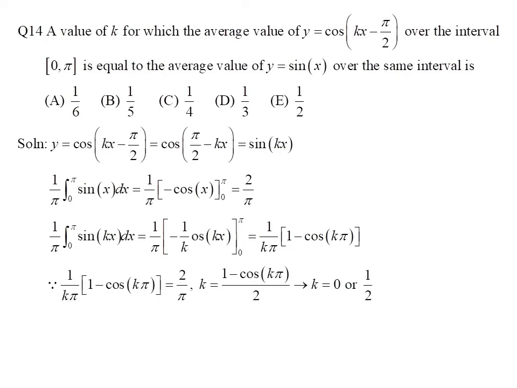Since the above two average values are equal, (1 minus cosine of k pi) all over k pi equals 2 over pi. Simplifying the equation gives k equals (1 minus cosine of k pi) all over 2. Obviously, k equals 0 or half satisfies the equation. However, according to the choices provided in question 14, k equals 1 over 2. So the answer is E.